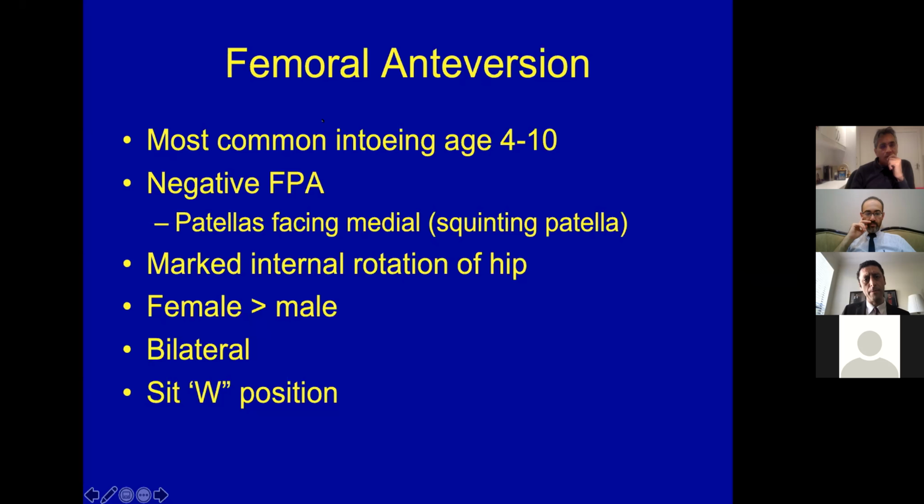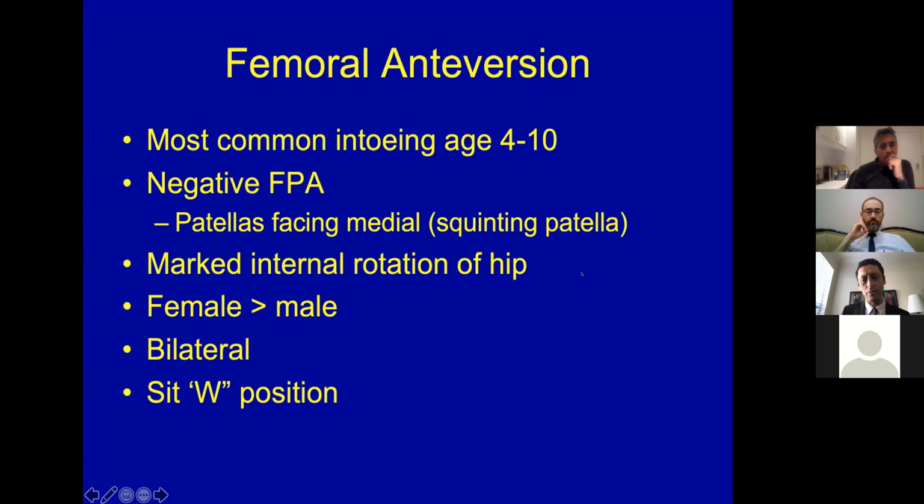We'll come back to increased femoral anteversion to get a little more insight about it. It is the most common cause of in-toeing gait between the ages of 4 and 10 years old, a little bit older kids. There is a negative foot progression angle because of the internal rotation of the foot, which is minus. If you look at the position of the foot in plus, this is for external rotational deformity, out-toeing gait. The patella is facing medially, or squinting patella. That's common at the exam.